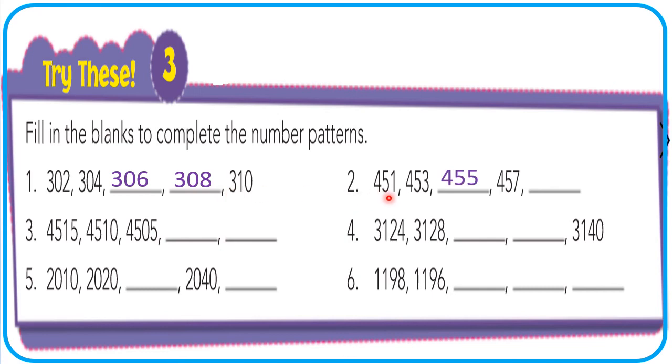Number 2, 451, 453, and next number is 455, because these are odd numbers and these are counted forward in steps of 2. The next number is obtained by adding 2 to the previous number. When you add 2 to 455, you will get 457. To fill this blank, add 2 to 457.